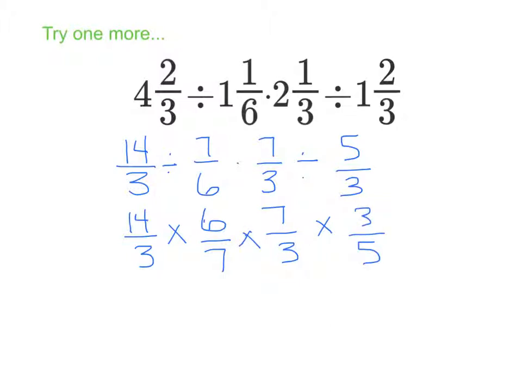Now that everything is multiplication, we'll look for things that cancel. These 3's cancel, leaving 1. This 3 will cancel with the 6, leaving a 2 on the top. The 7's cancel, leaving 1's. And now we can multiply. I've got 14 times 2 times 1 times 1. That gives me 28 in the numerator. Now in the denominator, I just have 1's times 5. So that leaves 5. Final answer, 28 over 5.